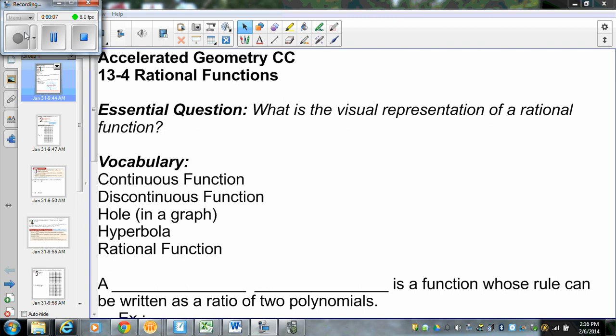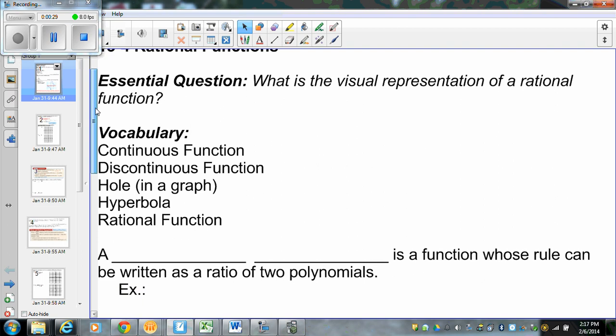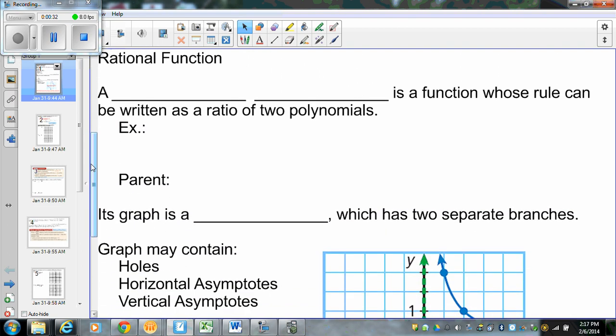This is the video for section 13-4 in accelerated geometry, where we're going to be talking about graphs of rational functions. So the essential question for this section is, what is the visual representation of a rational function? We will have 5 vocabulary words. They are continuous function, discontinuous function, hole in a graph, hyperbola, and rational function. So we're going to jump right in with some vocabulary.